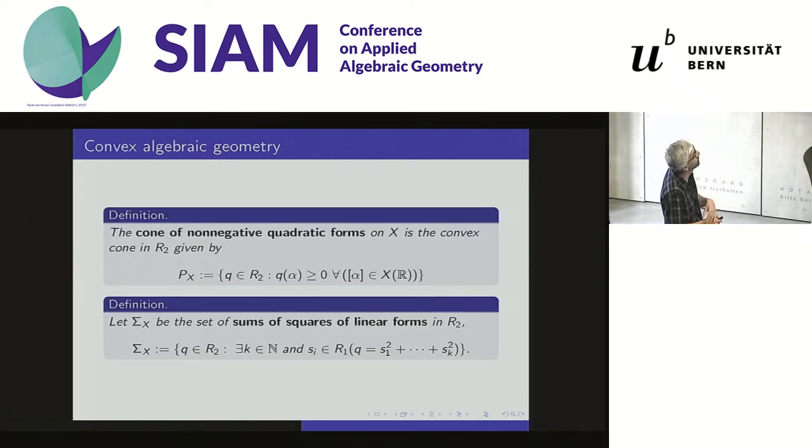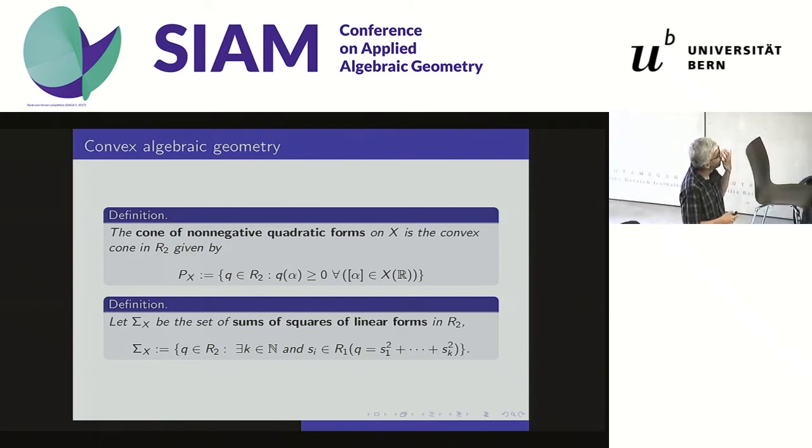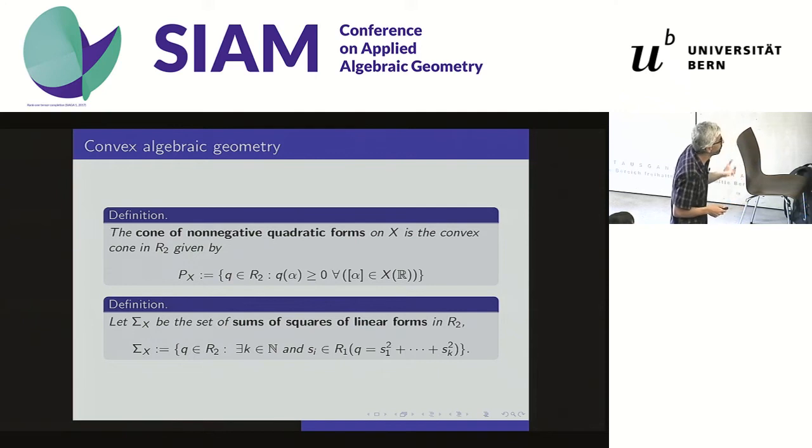And any one of these varieties has two very natural cones, analogous to what we described earlier. The first one is the cone of non-negative quadratic forms on X, which is precisely the convex cone in R_2, given by those quadratic forms which take only non-negative values at the real points of X. The other one is Sigma_X, which is the set of sums of squares of linear forms in R_2, which is precisely those quadratic forms that can be written as sums of squares of linear forms. And I'm going to try to understand the relationship between the cone P and Sigma. And of course, when you're dealing with convex geometry, typically convex cones come with a dual pair. So this area, which I mentioned at the beginning, called convex algebraic geometry, tries to understand what P is, what Sigma is, how they relate, and the same questions about their duals.